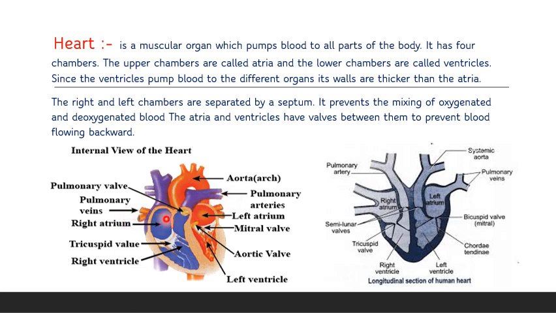Pulmonary veins, and we have the right atrium here, and the tricuspid valve, and we have the right ventricle. And if I come over here, it has the pulmonary arteries and the left atrium, and we have the mitral valve, and the aortic valve, and the left ventricle, and a particular structure called the aorta is here. So let us understand this in detail in our next slide.